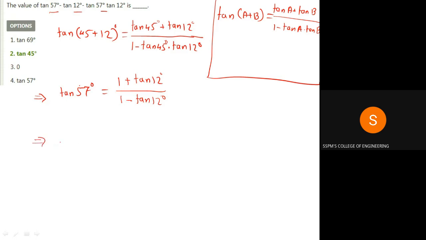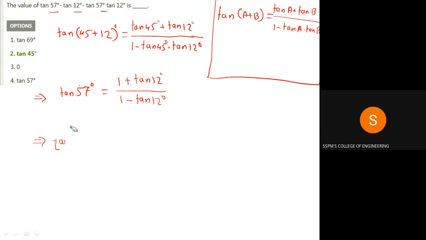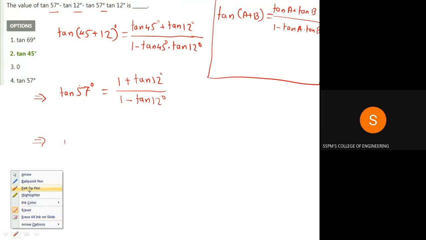Now what is the next step? This denominator on the right hand side, we will take it to the left hand side. So it comes like, so what do we get?